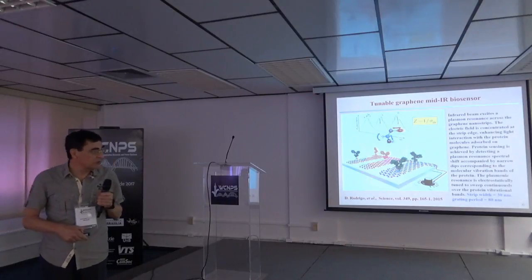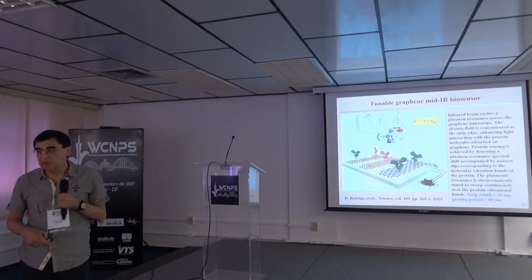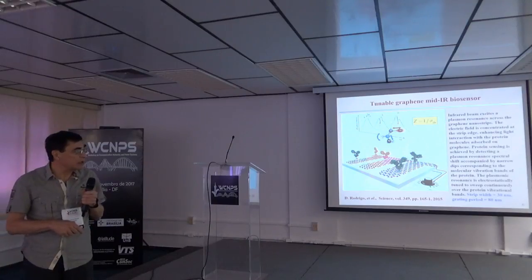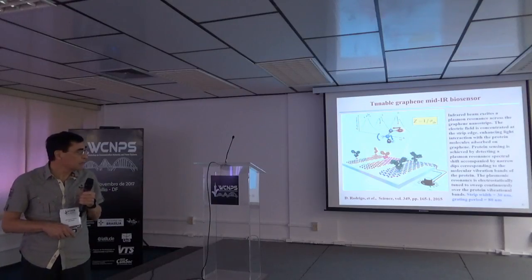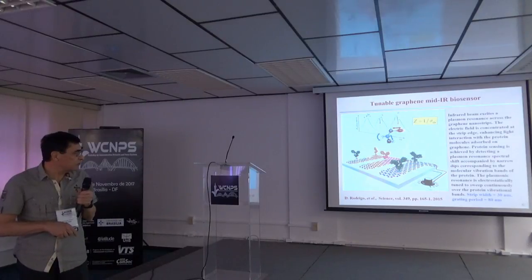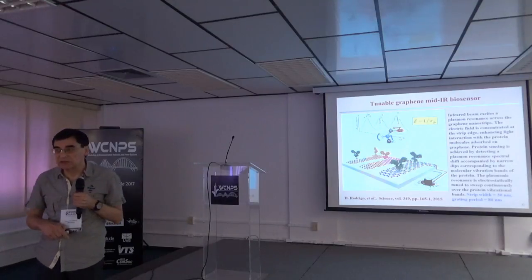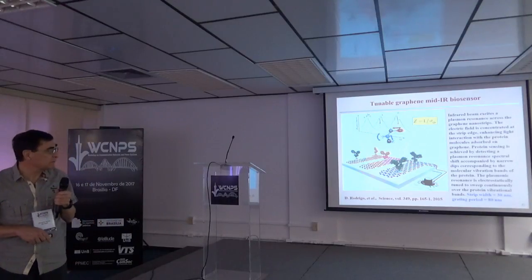Today, one of the main areas of application of graphene is found in bio and chemical sensing. Here is a figure borrowed from a paper. It shows patterned graphene. There are graphene strips. Each of them can support so-called plasmon resonances. I will explain further what it is.